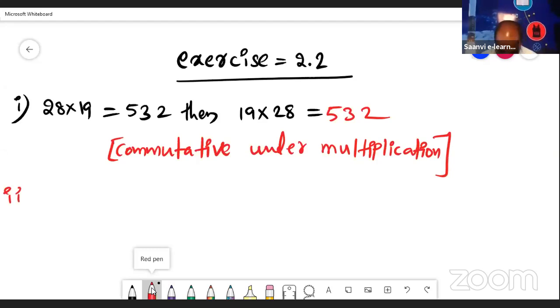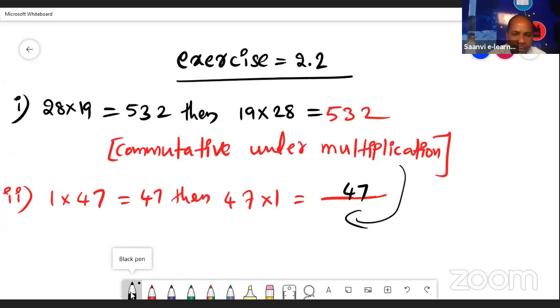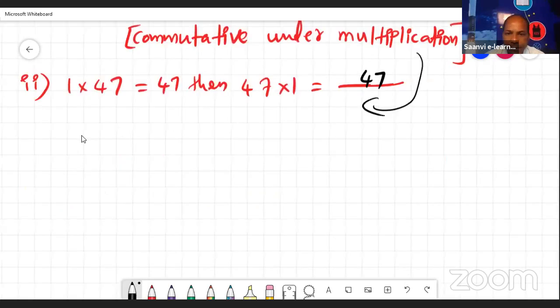Now see the second one. 1 into 47 is equal to 47. Then 47 into 1 is equal to, he said, dash. So what is the answer? We all know that we get the same answer, 47. 1 into 47 we got 47. 47 into 1, we got the same 47. Which property is involved here? Same, the commutative property under multiplication, the same property involved here, or multiplicative identity.